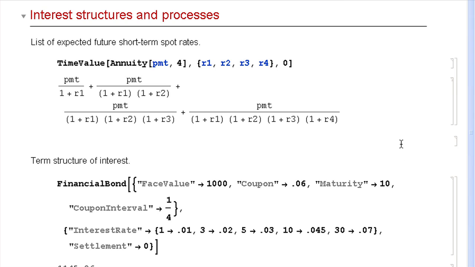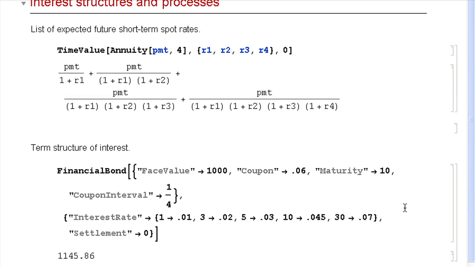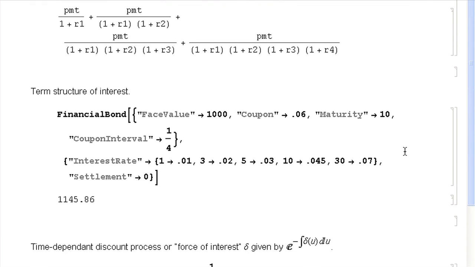There's a variety of interest structures that you can plug into TimeValue and into FinancialBond as well as the interest rate specification. In this case, you see we're valuing an annuity, finding the present value at time 0, and we're using a schedule of rates. This schedule would be a schedule of short-term rates representing our expected future spot rates. And as you can see, TimeValue will value it based on this rate schedule. FinancialBond does the same thing, and both TimeValue and FinancialBond can also take, in addition to a rate schedule, a term structure of interest rates.